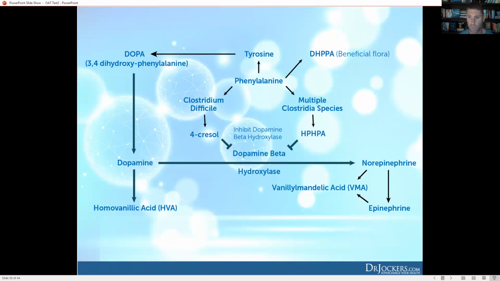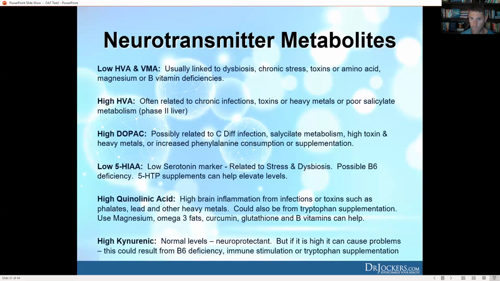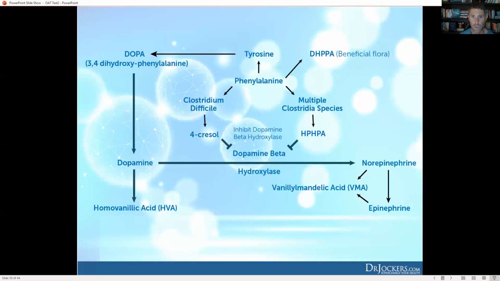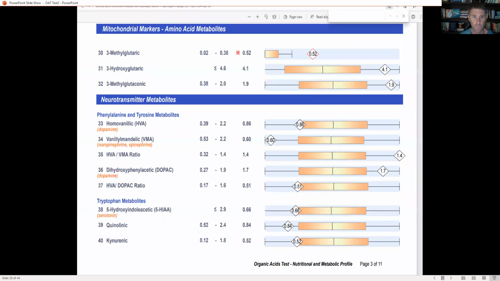And this is another chart that shows this here, where dopamine beta hydroxylase is that critical enzyme that turns dopamine into norepinephrine. And the breakdown product of that is the VMA. So the HVA is the breakdown product of dopamine. The VMA is a breakdown product of norepinephrine. So going back to this chart here, you can see the HVA and the VMA.